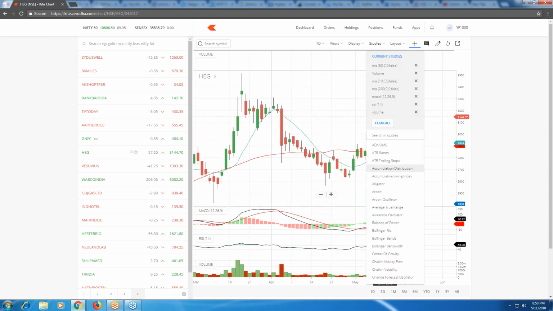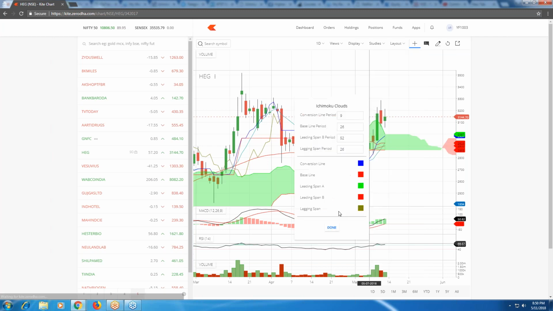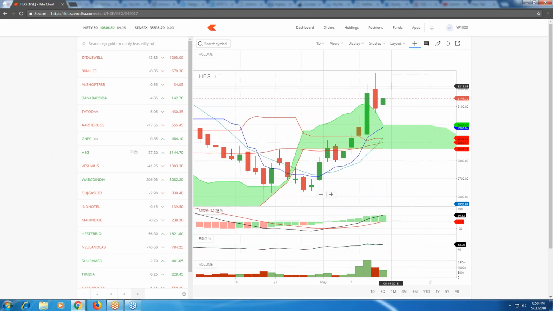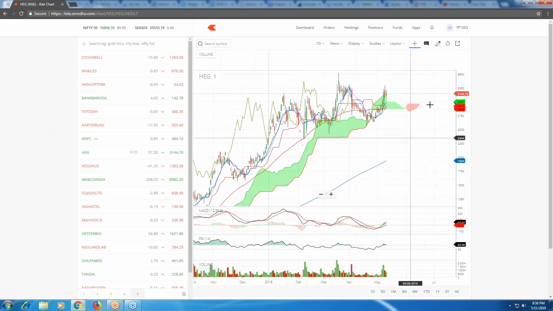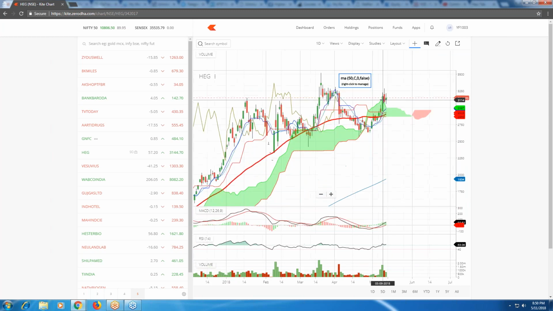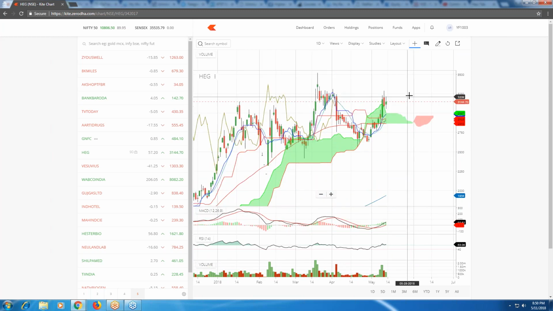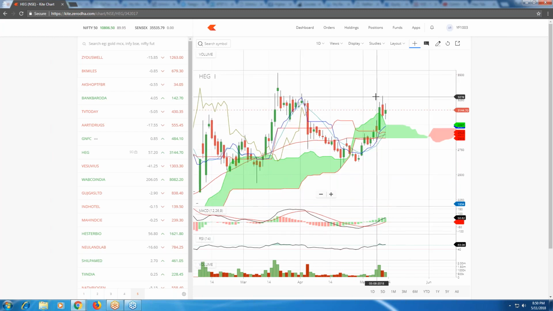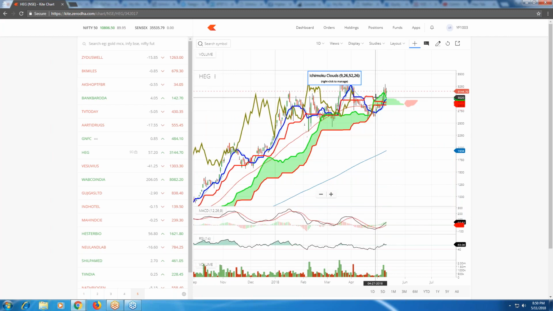I'll put the Ichimoku cloud and you will see how beautifully it has pierced the cloud and it's standing above, right? So to me, I'm not exiting this trade. I'm still holding it. It has just pierced the cloud, and the cloud is also looking very, very positive to me. So I'm still long in it, and my target is 3,500 for this stock. First target will be 3,300. If it crosses 3,300, then nobody can stop this stock from reaching 3,500.